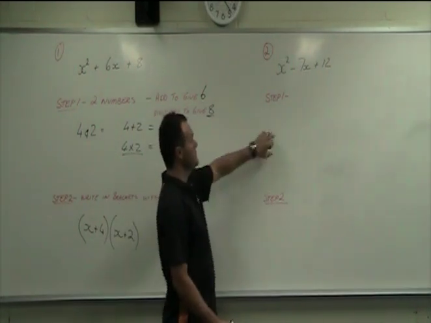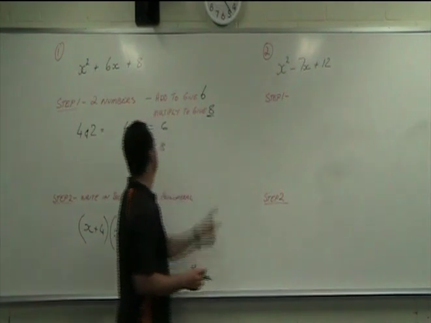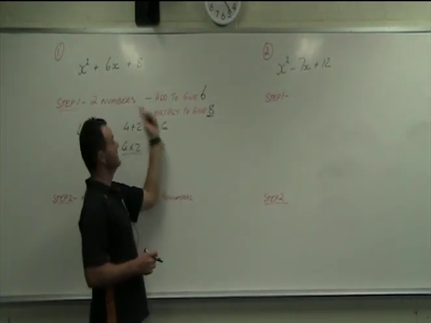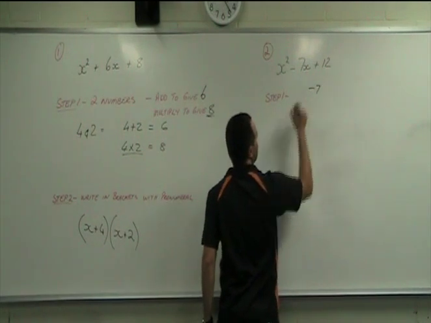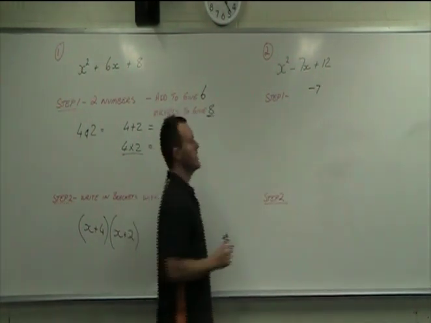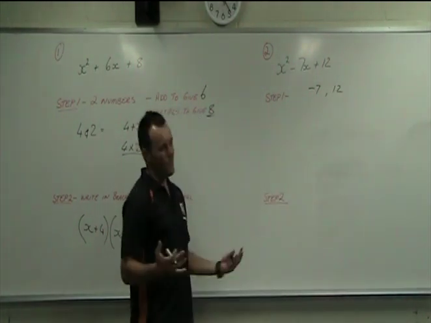Okay, let's have a quick look at this last one then. This time, step 1, we're looking for two numbers that add to give -7 and multiply to give 12. Now what are those numbers?